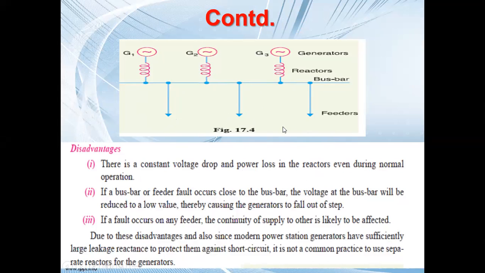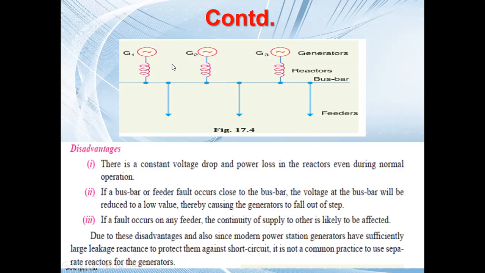Now, what are the disadvantages of this particular type of configuration? We'll understand that. First is that there is a constant voltage drop and power loss in the reactors even during the normal condition. Now we will ask, sir, why is that happening? It is true because the generator is feeding the current through this path, and it is fed to the bus bar, and from the bus bar it is going to the feeders. So there is a continuous flow of current because it is feeding power to the bus bar, and from the bus bar the feeders are getting the power.